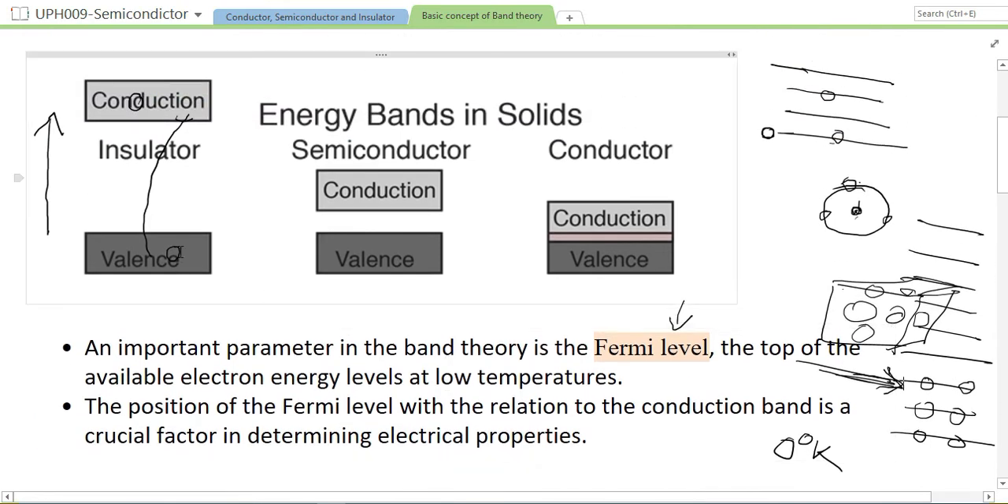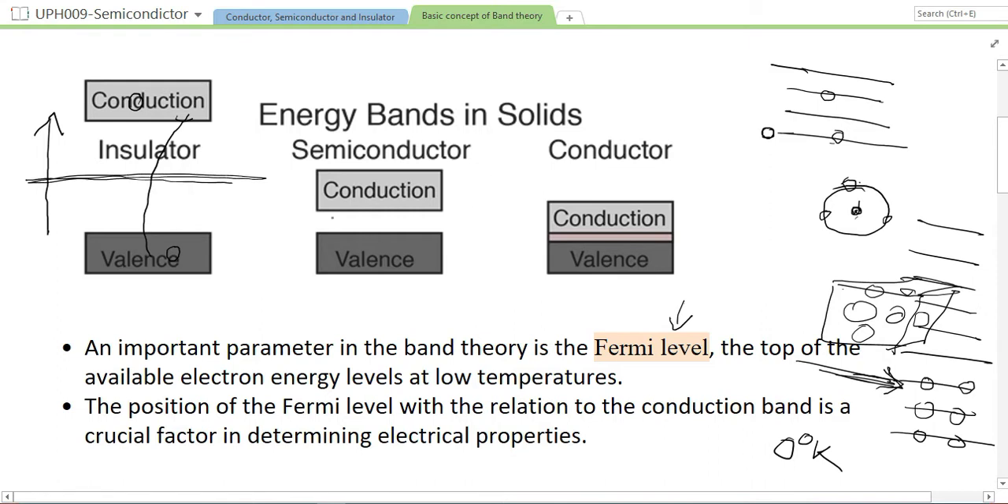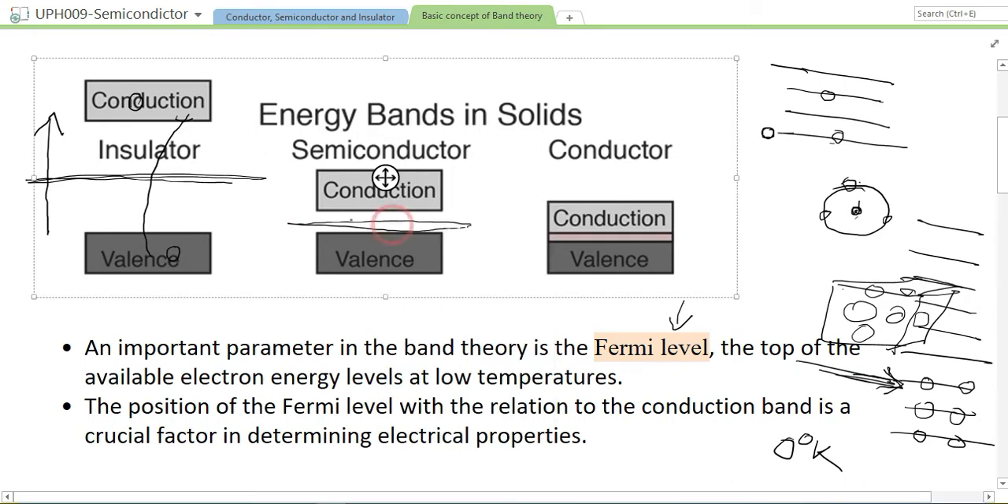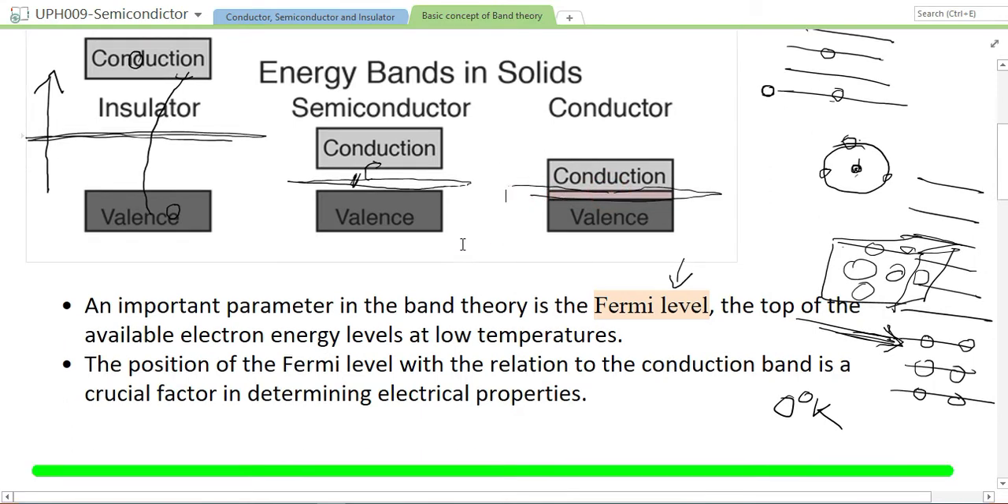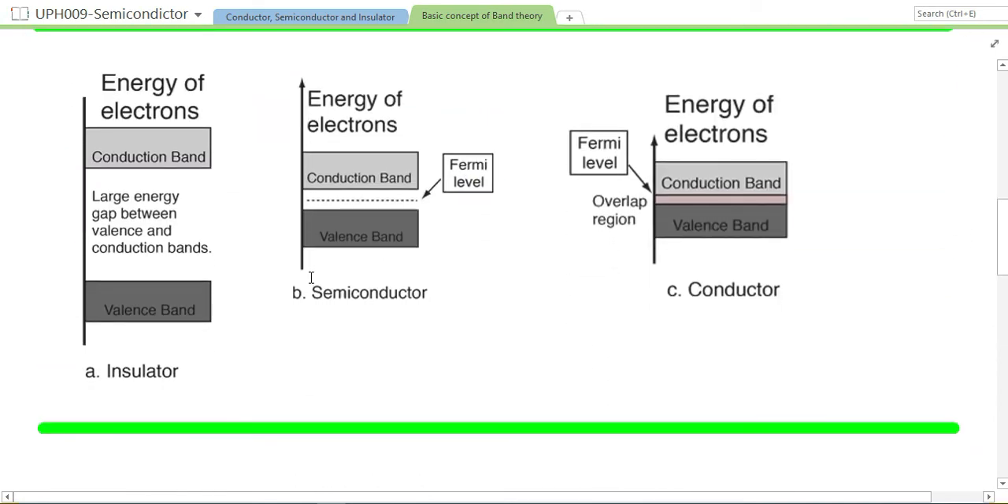So in case of the insulators, the Fermi level is somewhere here. In case of semiconductor, the Fermi level is here. So there is a very small difference in how it can jump from here to here. It's a very small amount. And in case of a conductor, the Fermi level is somewhere in between, within that overlap zone. So large energy gap for the insulator, and for the semiconductor the Fermi level is somewhere here, with a very small gap between these two.